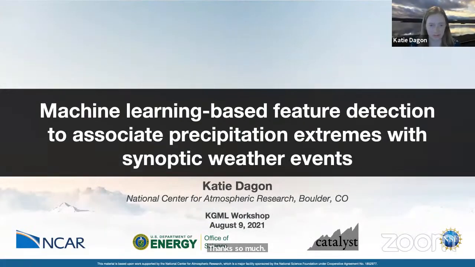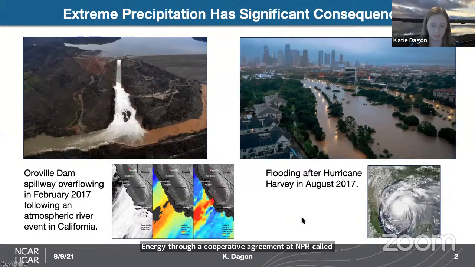So thanks to the organizers for the invitation to speak. My name is Katie Dagon. I'm at the National Center for Atmospheric Research, and I'm going to talk about some work where we've been leveraging machine learning-based feature detection algorithms to identify synoptic weather events, but also to then associate those detected features with extreme precipitation. This work is in part funded by the Department of Energy through a cooperative agreement at NCAR called Catalyst. The motivation here is that we know that extreme precipitation has significant consequences.